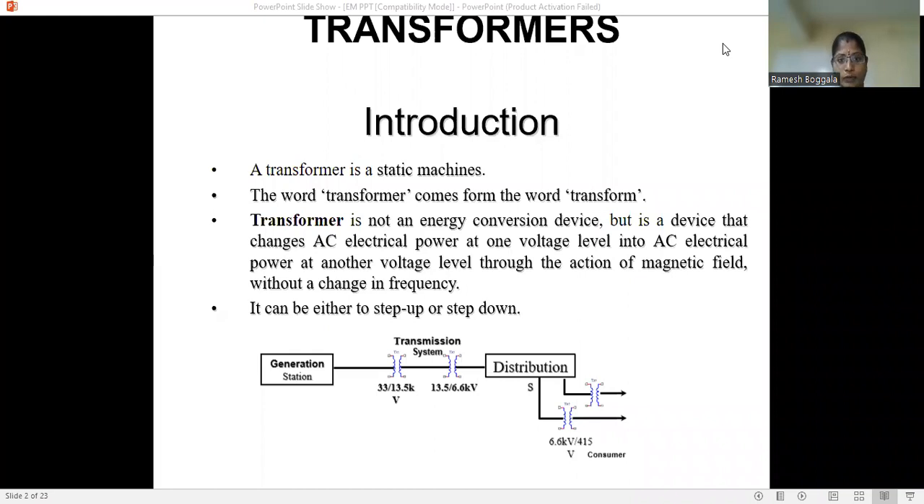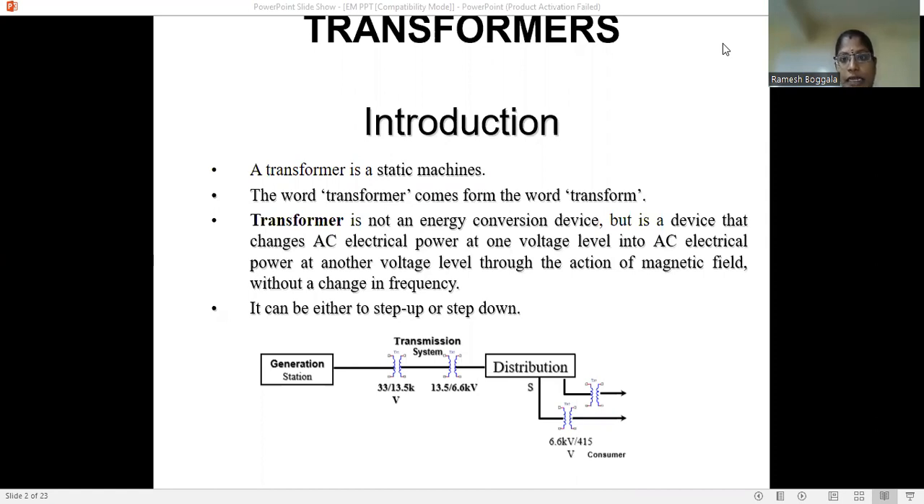Today we will discuss transformer topics. Introduction. A transformer is a static device that transfers electrical energy from one circuit to another circuit without changing the frequency. The word transformer comes from the word transform.